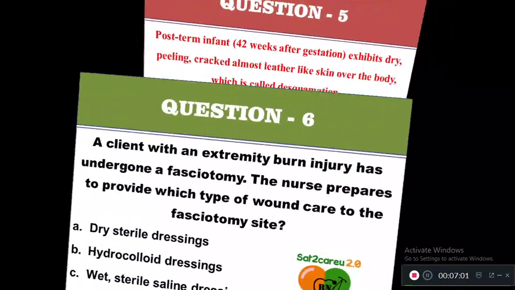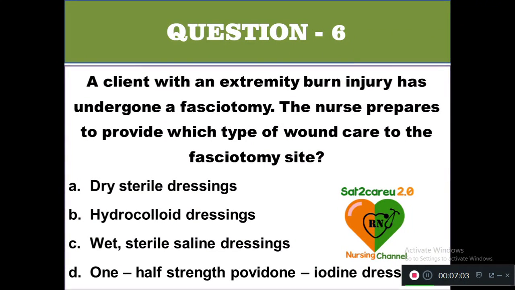Question number 6. A client with an extremity burn injury has undergone a fasciotomy. The nurse prepares to provide which type of wound care to the fasciotomy site? Option A: dry sterile dressings. B: hydrocolloid dressings. C: wet sterile saline dressings. And D is 1/2 strength povidone iodine dressing.